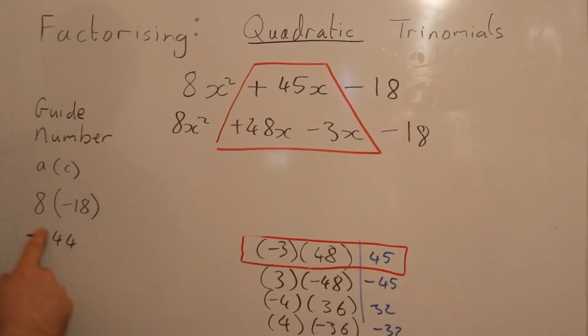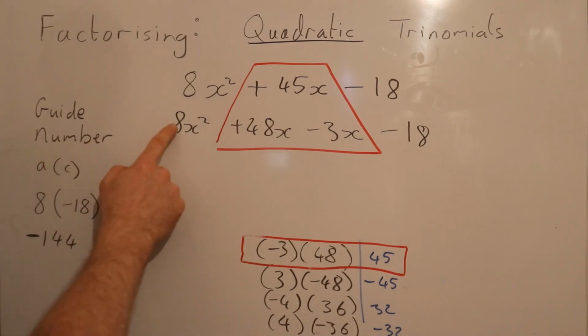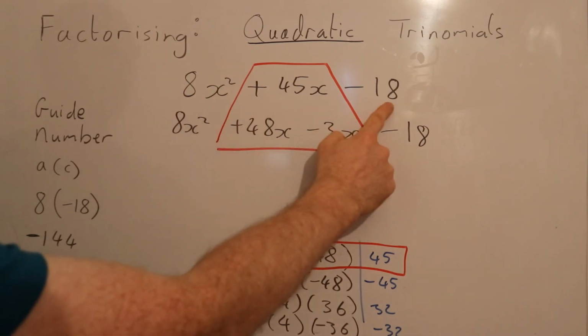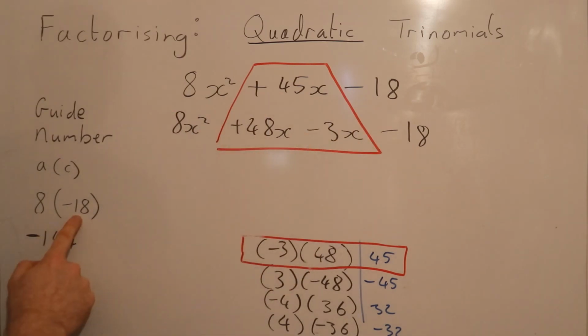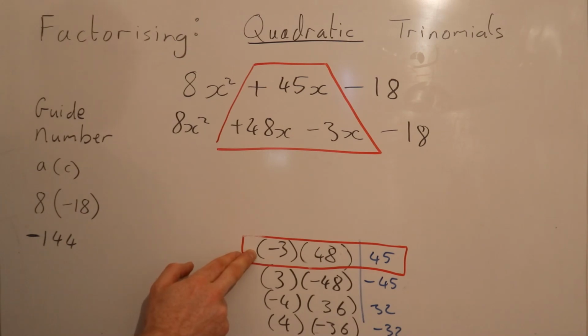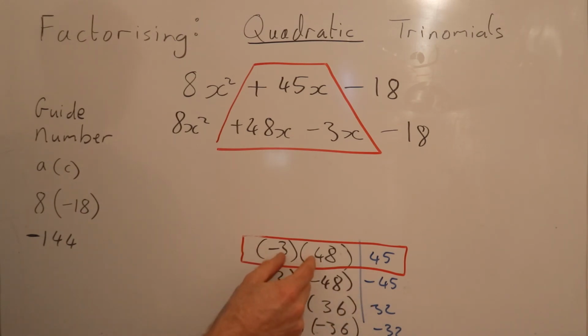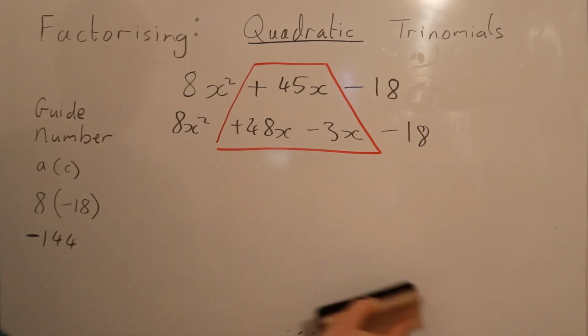How did we find it? We found it with our guide number. It was our A, or 8 times the C, the minus 18, and we multiplied them to get minus 144. We looked at all the factors of 144 in black, and it included minus 3 times 48, and in blue we looked at what's the total of these. We add them up, minus 3 plus 48 is 45. So we can see that we can then do a substitution. Okay, so this is some progress.